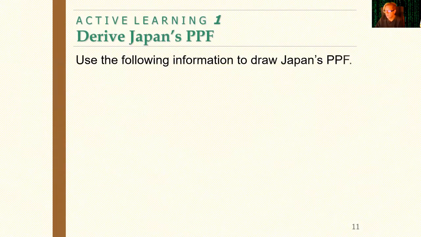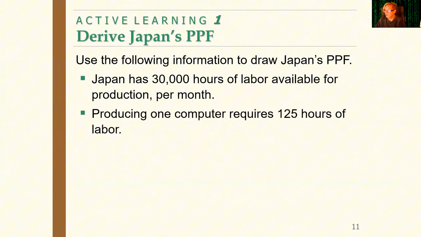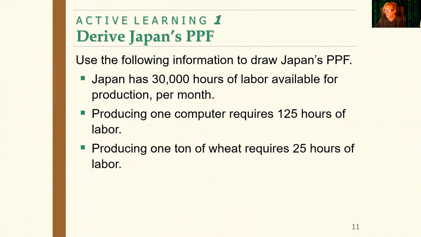So here's your problem. Use the following information. Draw Japan's production possibilities frontier. They have 30,000 labor hours. Okay, so now we're in a different country. To produce 1 computer takes 125 hours of labor. To produce 1 ton of wheat takes 25 hours of labor.